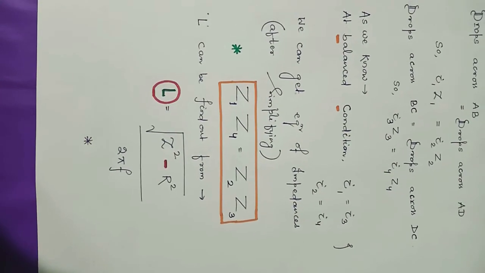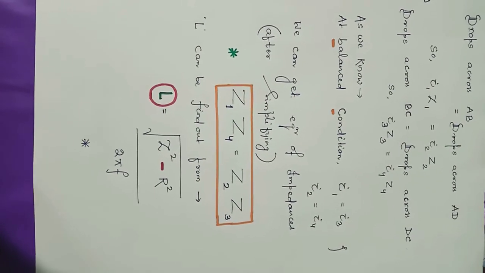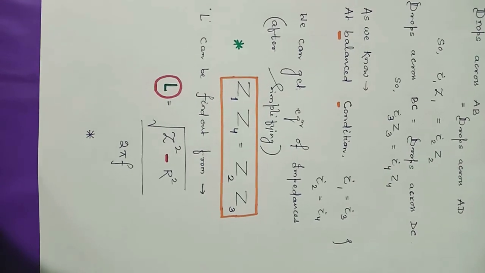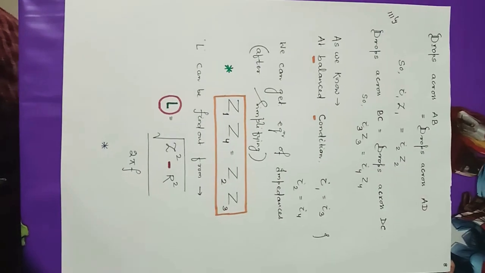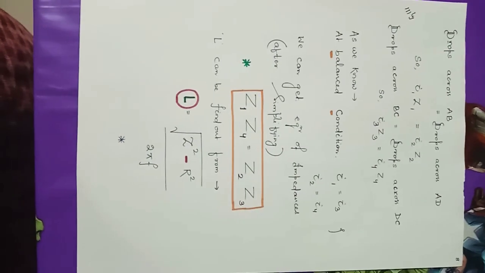So again, L or self-inductance can be found out from L is equal to square root of Z square minus R square, divided by 2 pi F. This is the measurement of inductance.